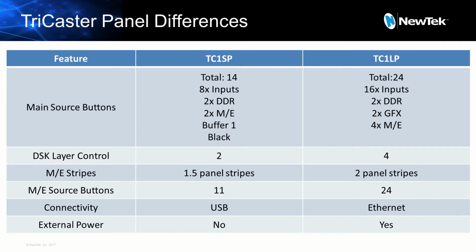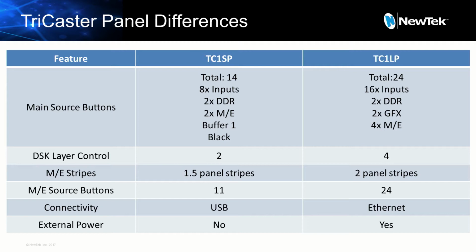Whereas with the TriCaster 1 large panel, the LP panel, that has 24 buttons, and that gives us access to all 16 inputs along with both DDRs, both graphics channels, and all 4 MEs. So from there, they pretty much have access to almost everything they would typically need access to. You could still, using the UI, access buffers and black if you need to get to those as well. They're certainly not as common to be needed off the main switcher bus, but they're there, and you could use macros as well to get to them.